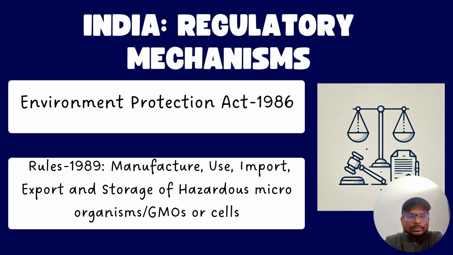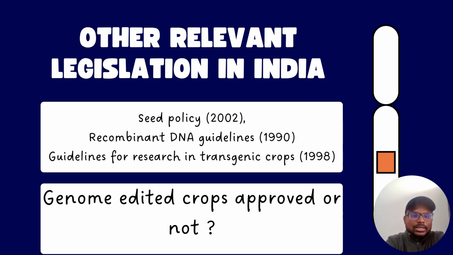At the India level, the main act which regulates transgenic organisms in India is the Environmental Protection Act 1986, under the Rules 1989. It deals with the manufacture, use, import and export of these genetically modified organisms. We will discuss in detail in coming slides. Apart from the Environmental Protection Act, the Seed Policy 2002, Recombinant DNA Guidelines in 1990, and Guidelines for Research in Transgenic Crops in 1998 were released. And please watch my video on whether genome edited crops are approved or not, which I already made, and I provided the link in the description box.